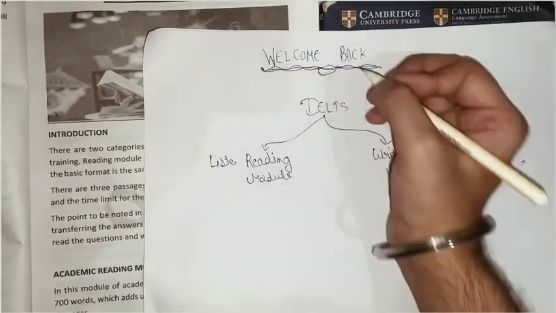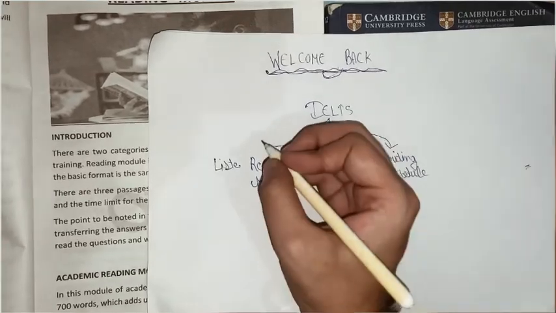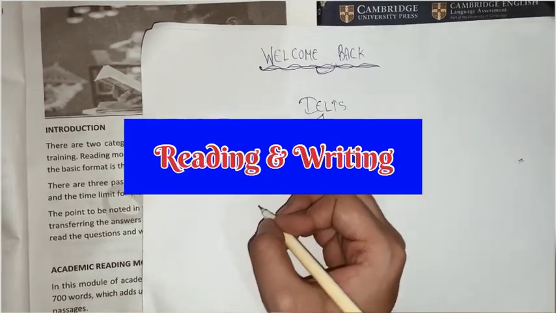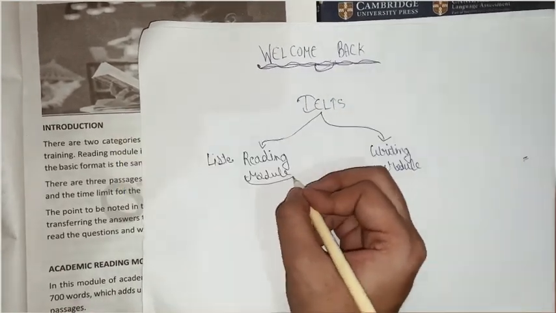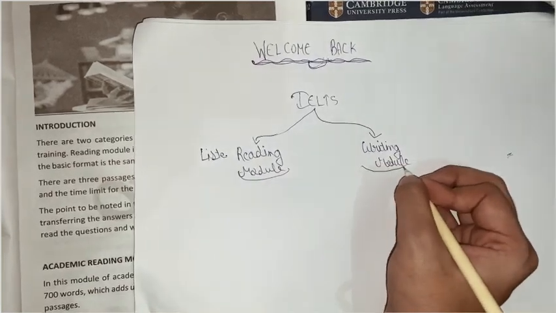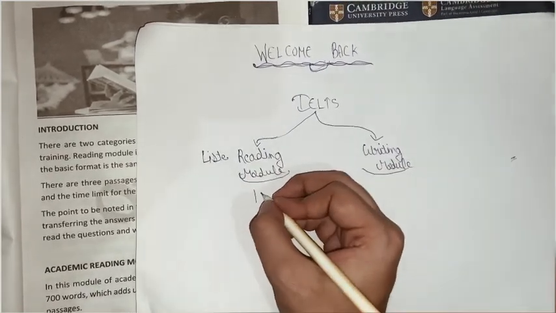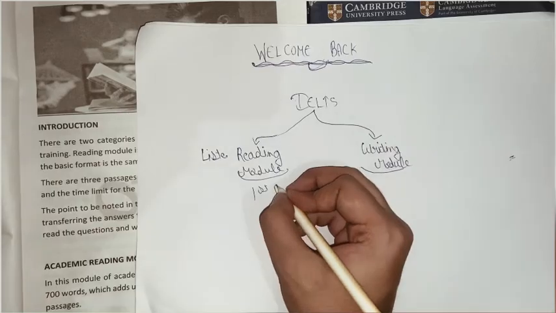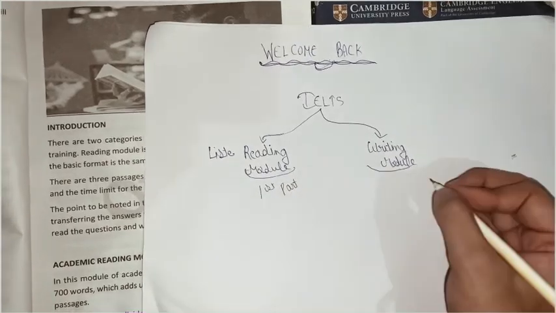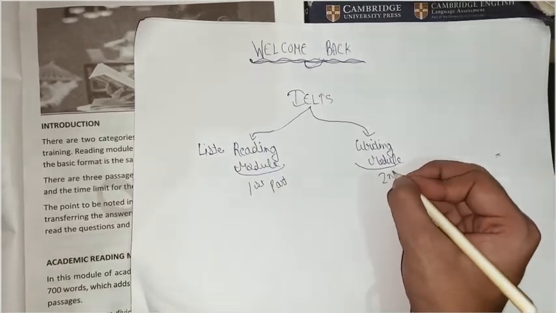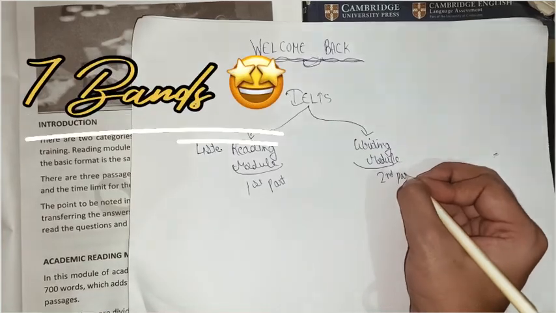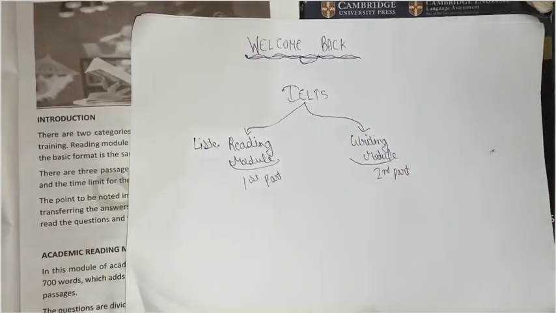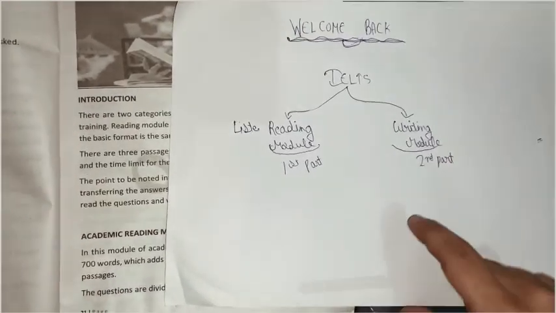So in this whole video we are going to discuss the IELTS reading module and the writing module. In the first part we will discuss the reading module, and then we will move forward to the writing section, so that you can achieve your desired IELTS band score in your exam. So without wasting any time, let's get started with the video.